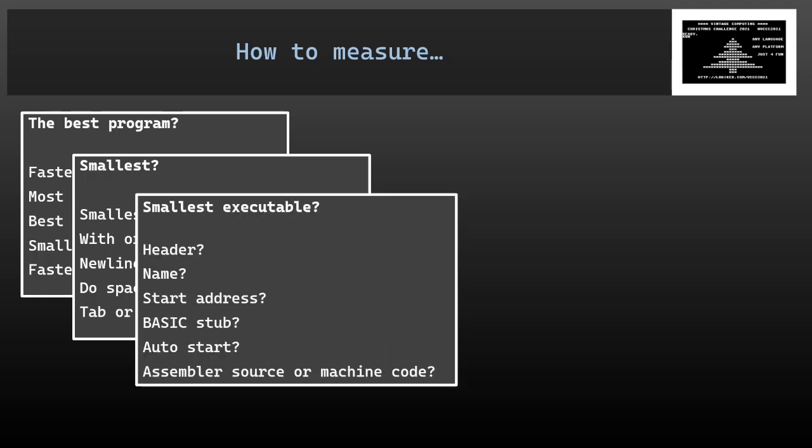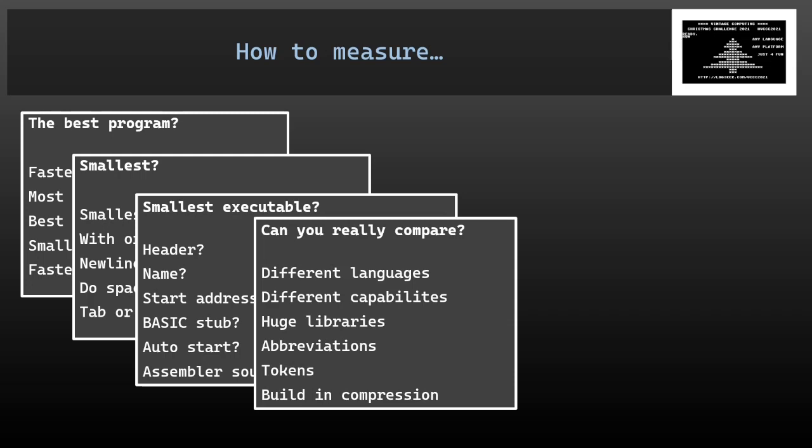And well, why not compare the smallest executable? Well, executable with header, without header. Do you also count the name? Do you count the start address? How about the BASIC stuff? How about autostart? And if you talk about assembler, does it mean machine code or really the assembler source code? Can we really compare this? We do have different languages with different capabilities, some with huge libraries, some with no libraries, some do have abbreviations, some do have tokens, some even have built-in compression.